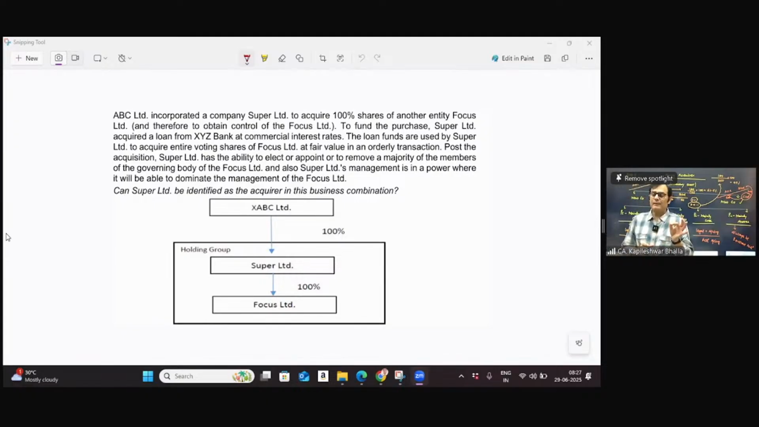It says ABC incorporated a company Super. I hope you've got the point at the very start itself. The company Super is incorporated. Is a new company created or not?